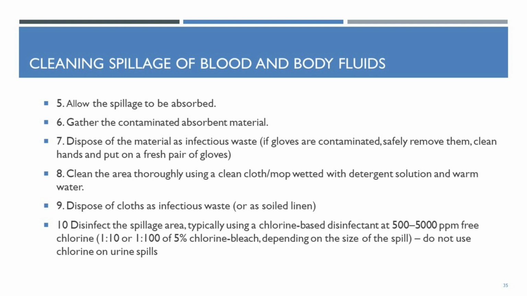Disinfect the spillage area. After the cleaning comes the disinfection, where you use a chlorine-based disinfectant at 500 to 5,000 ppm free chlorine. It's 1:10 or 1:100 of 5% chlorine bleach, depending on the size of the spill. Do not use chlorine on a urine spill. Just do the cleaning, but don't use the chlorine for that. But for other spills, body fluids and blood, once you do the cleaning, then you can use it, but do not use it on the urine spill.